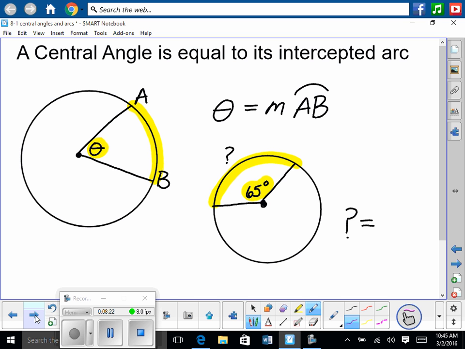Once again, you have to make sure that you have a central angle. It starts at the center of the circle and works its way out. If that's true, then theta will equal arc AB. Is everybody good with that?